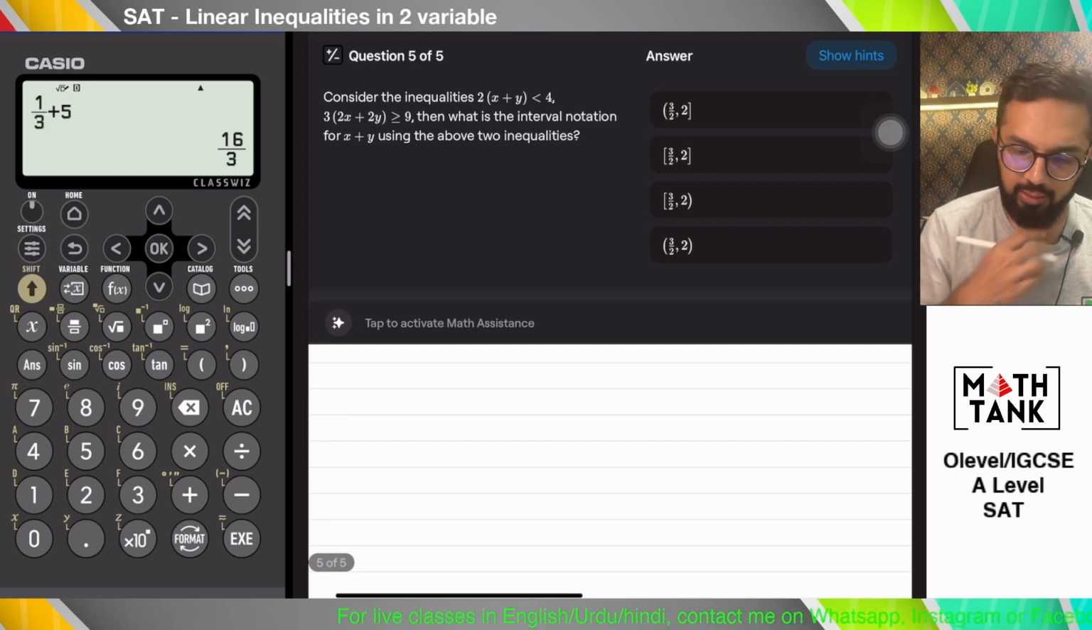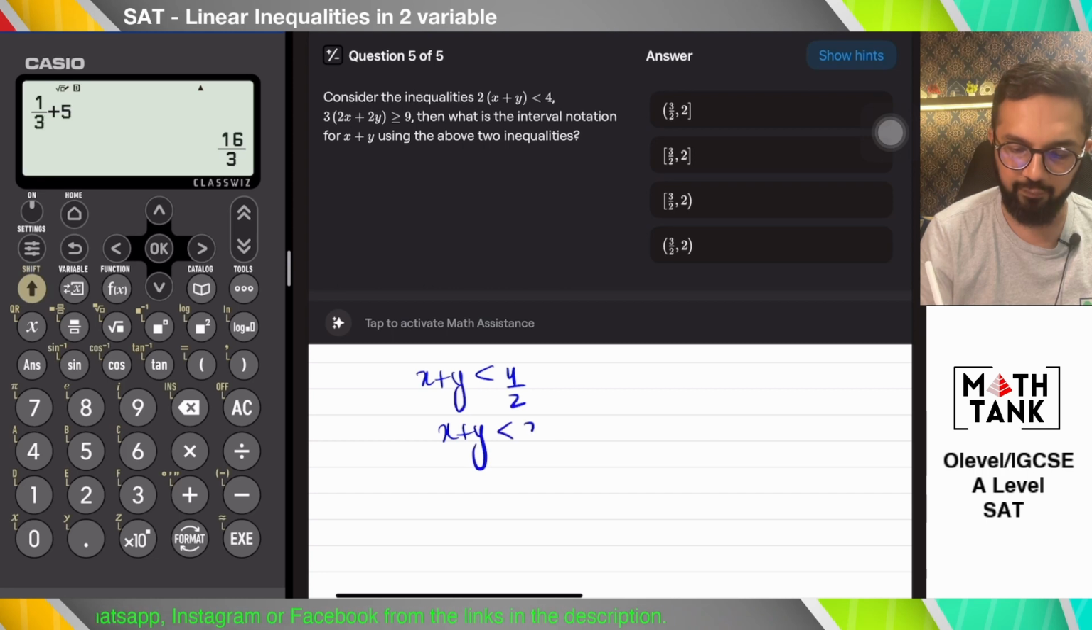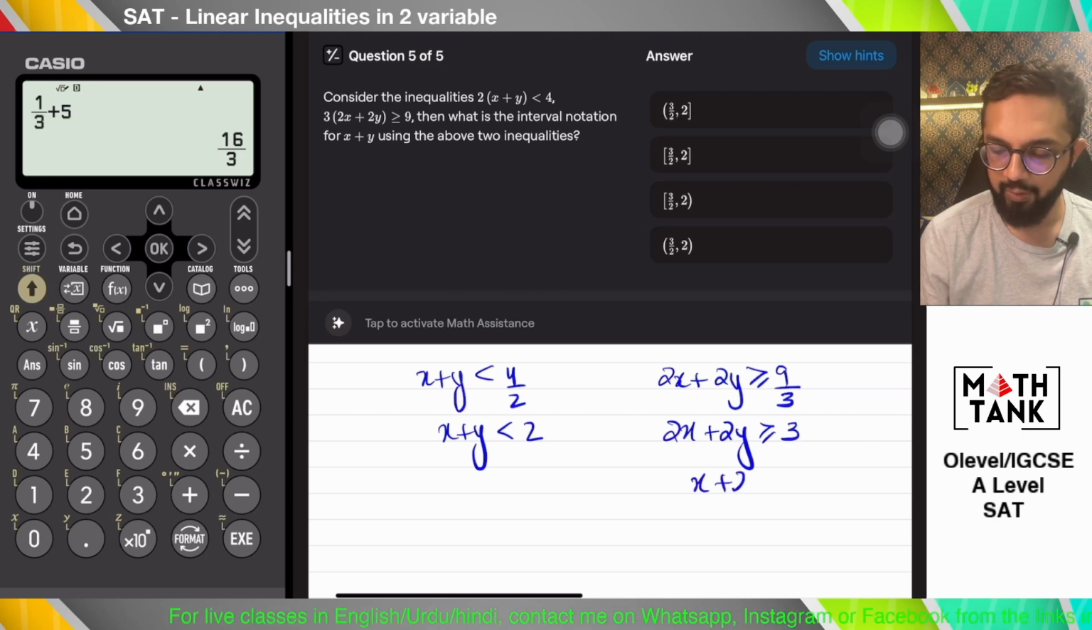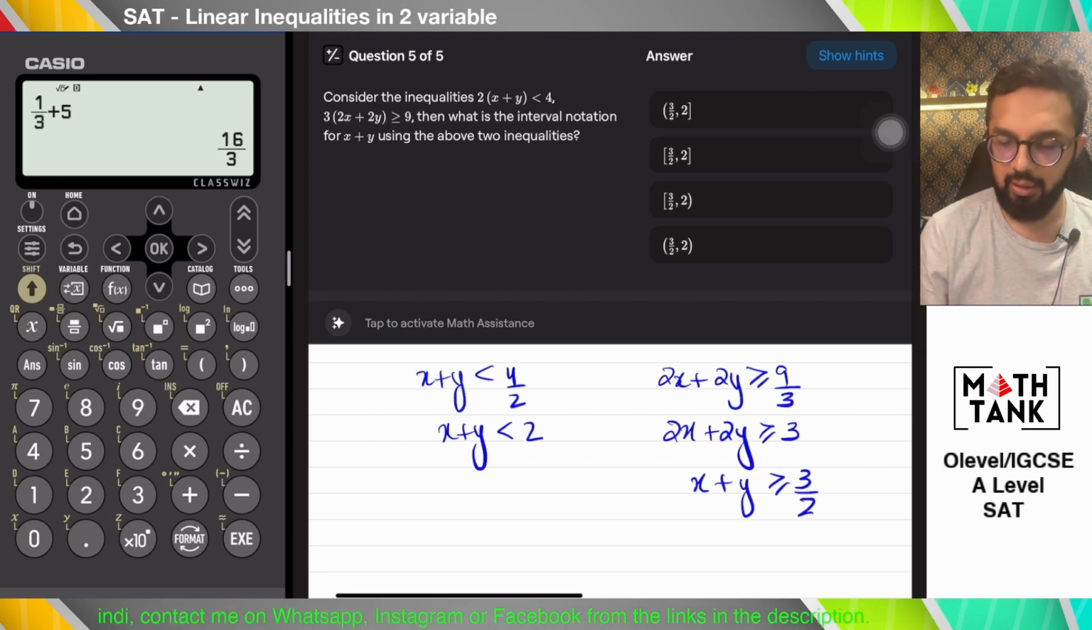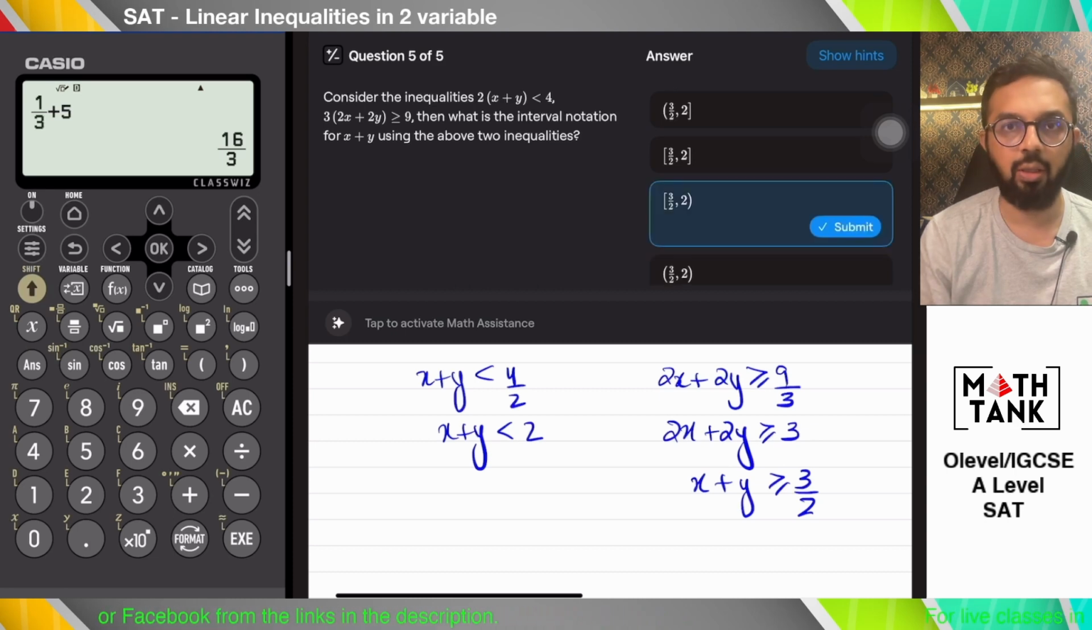Okay. Then what is the interval notation for x plus y? So x plus y is less than or equal to 4 divided by 2. That's the first inequality that I have. For the next inequality, 2x plus 2y is greater than or equal to 9 divided by 3. So 2x plus 2y is greater than or equal to 3. If I factor out a 2, I get 3 over 2 on the other side. So it has to be greater than or equal to 3 over 2, but less than 2. So that should be the correct answer option. A round bracket for not included.